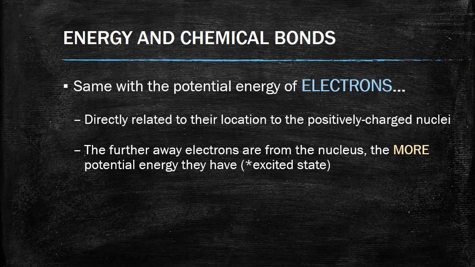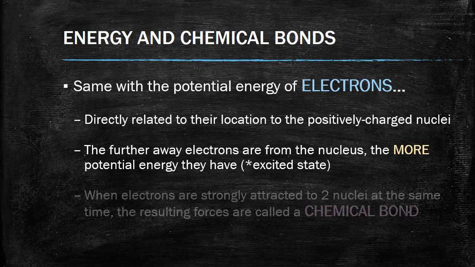And remember, they're the ones in the outer valence shell, and they're the ones that have the ability to do the most work. So they transfer, they get shared, they do different things. They have the most potential energy the further away they are.